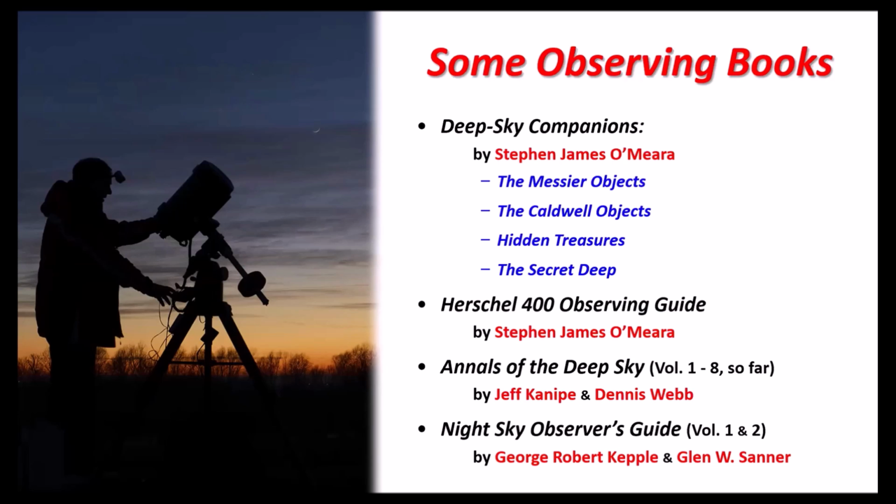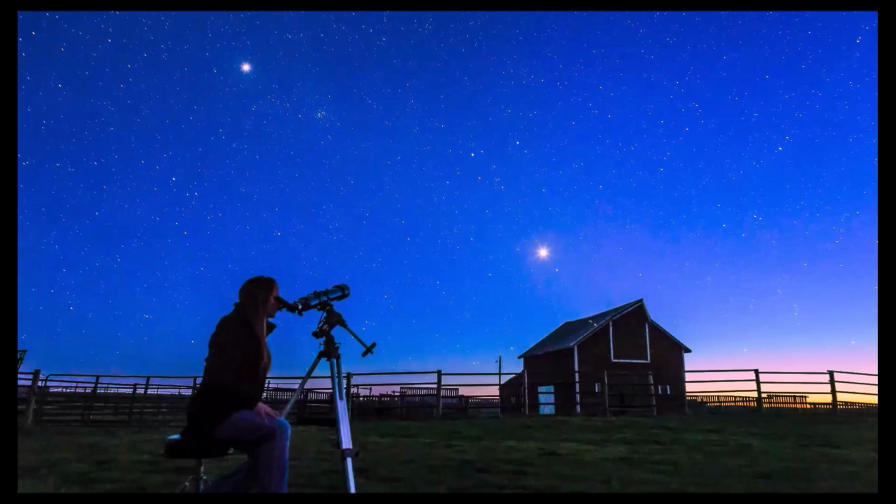The Deep Sky Companion series by Stephen James O'Meara, legendary visual observer. He also came out with the Herschel 400 Observing Guide. I believe there are more volumes of the Annals of the Deep Sky now. I forgot to update this, but there's going to be a lot of volumes of this in the years ahead. I don't know how many, but these really get into the nitty-gritty science of many of these popular deep sky objects. And then the Night Sky Observer's Guide gives lots of observing notes of what these things look like through various aperture telescopes. At least one of these may be out of print, but I believe they're all still available and published out there.